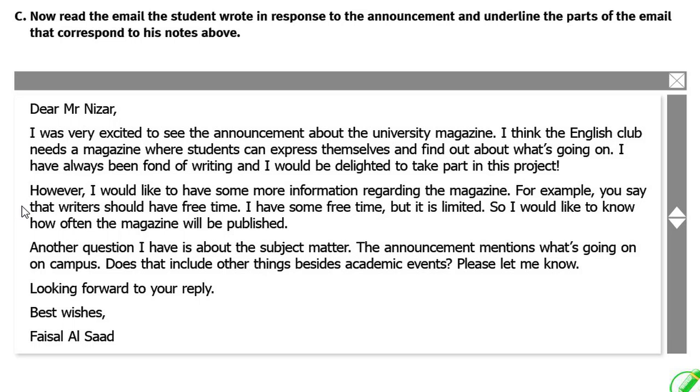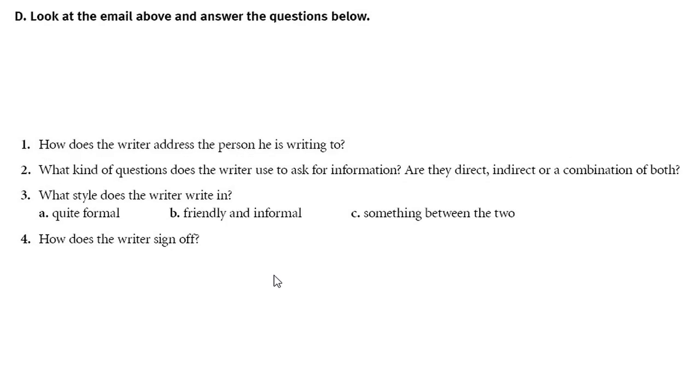So I would like to know how often the magazine will be published. Another question I have is about the subject matter. The announcement remarks what's going on campus. Does that include other things including academic events? Please let me know. Looking forward to your reply. Best wishes, Faisal Al Saad.